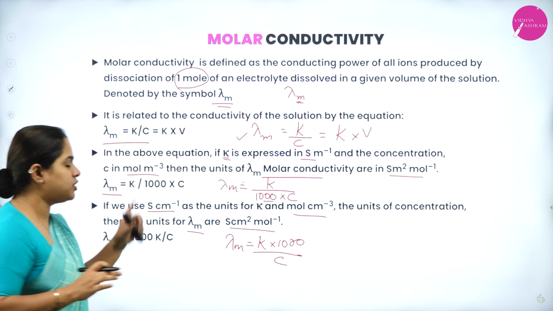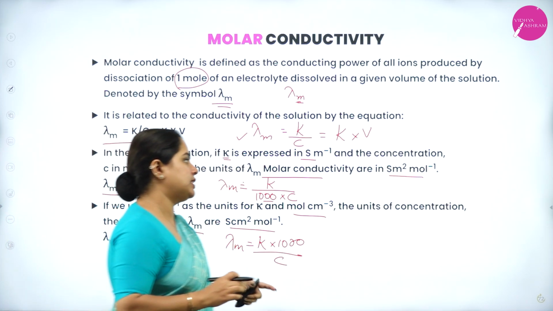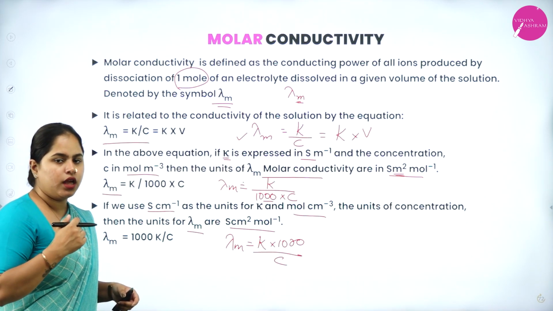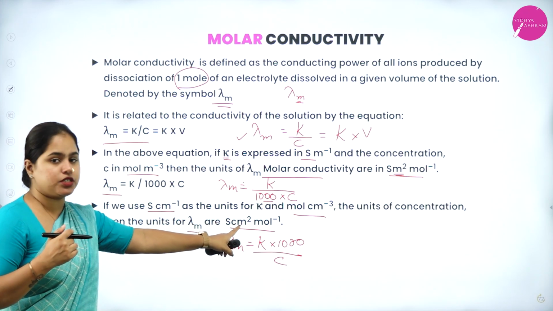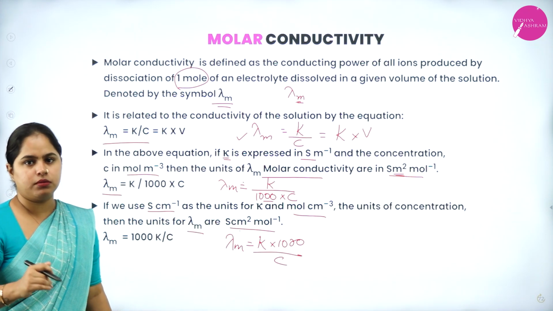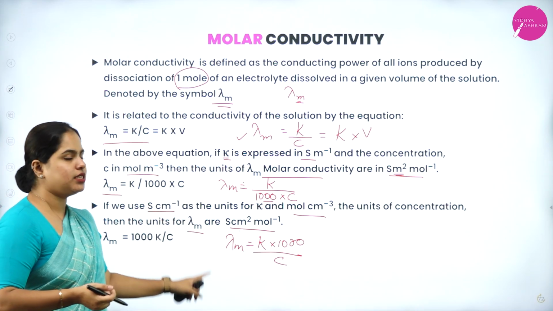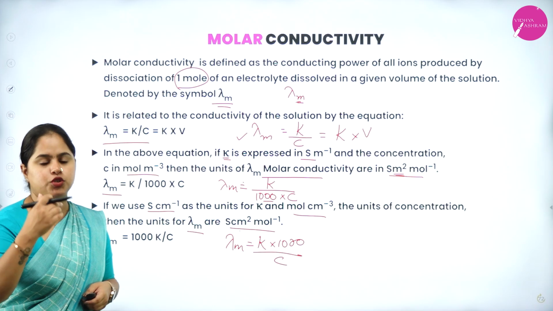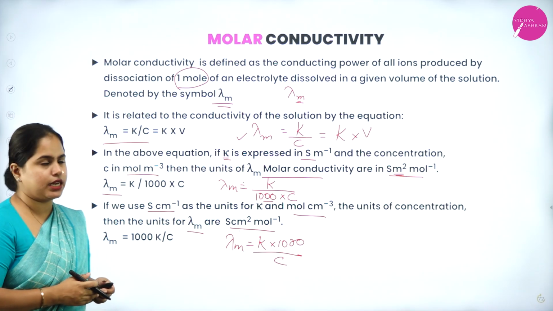So, what is the difference? When molar conductivity is expressed in meters, it will be K by 1000 into C, and when molar conductivity is expressed in terms of centimeter, it will be lambda m is equal to K into 1000 by C. You have to remember these two equations while you are solving the numericals. I hope the relationship between molar conductivity and conductivity is clear for you.